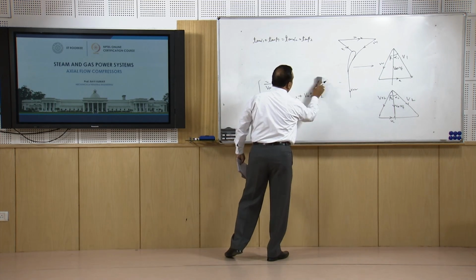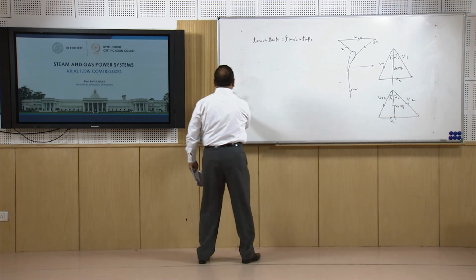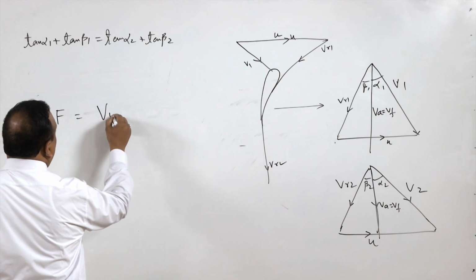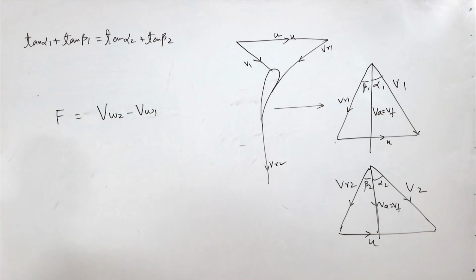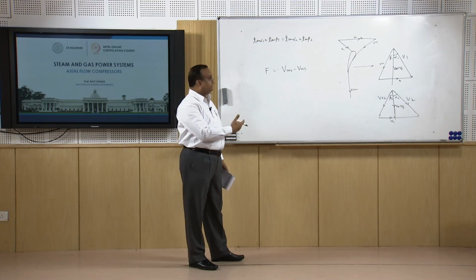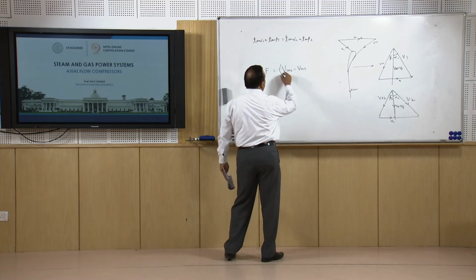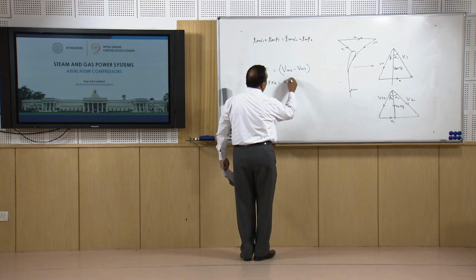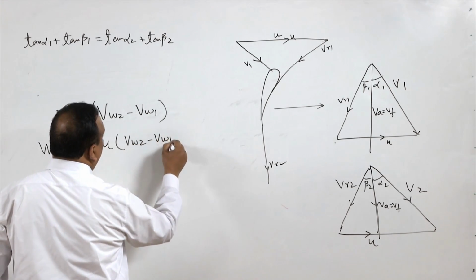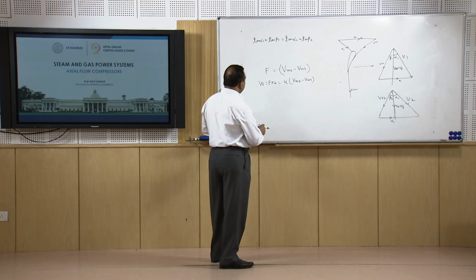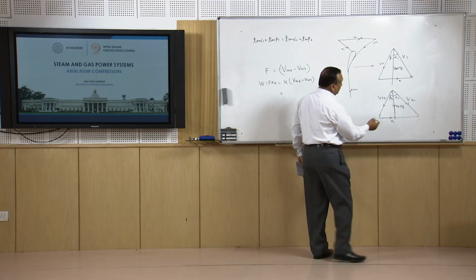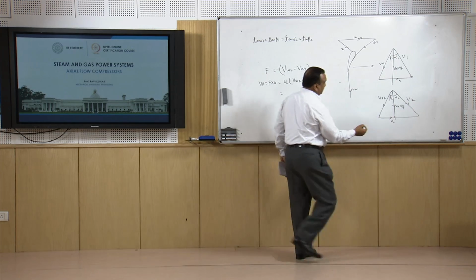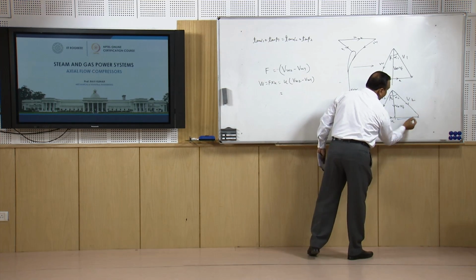Now, we will calculate the tangential force required to compress the gas. Tangential force is VW2 minus VW1 for the mass flow rate of 1 kg per second, otherwise it will be multiplied by the mass flow rate also. And then work is F into U is equal to U into VW2 minus VW1. And VW2 is this. VW2 is the whirl component at exit, this one, VW2.